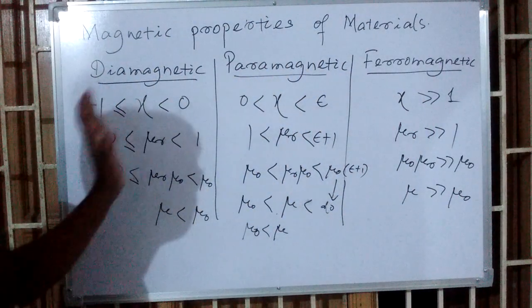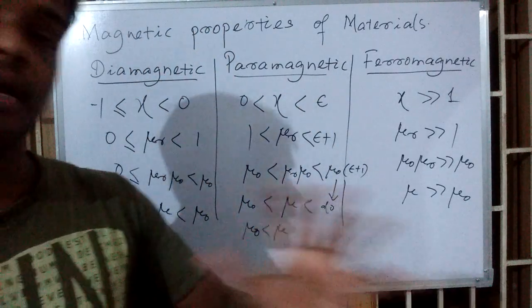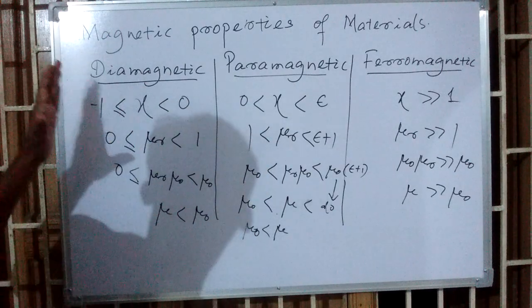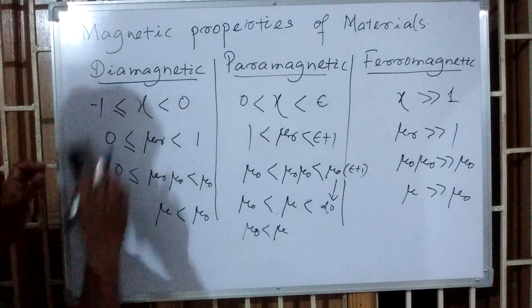Okay. So this is all about classifications, how these materials are classified. So first we shall go through the first type, that is diamagnetic substance.